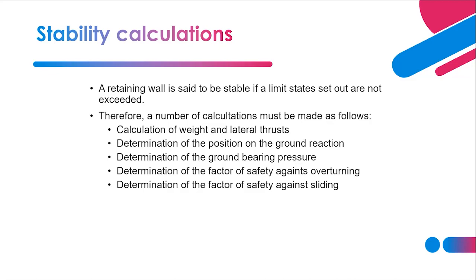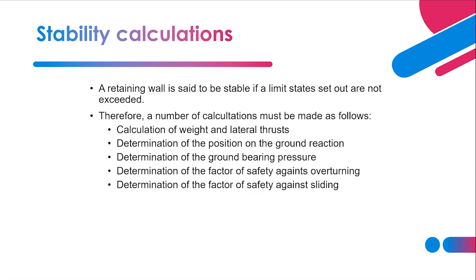Therefore, a number of calculations must be made as follows. Calculate weight and lateral thrust. One thing, kita kena kira weight of the wall because kita nak calculate downward acting force. Maksudnya the gravity itself campur dengan mass of the wall yang akan stabilizekan the retaining wall. And lateral thrust ni meaning forces yang acting at the back of the wall tu lah, whether it is wind, whether it is liquid or whether it is granular materials.